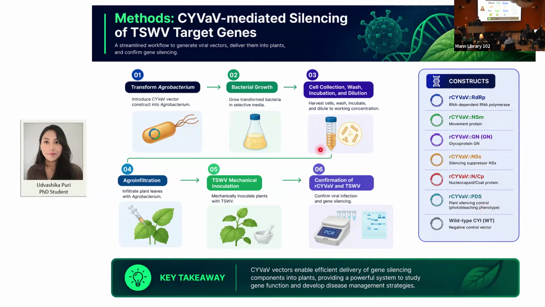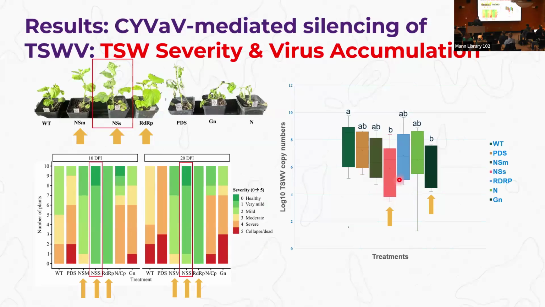The protocol or the methods remain the same until agroinfiltration. In this case, it was Nicotiana benthamiana. And where we infested thrips, instead, we mechanically inoculated these plants with tomato spotted wilt virus. And what followed after that is understanding the relative gene expression at different time points, 10, 20, 30 DPI, and so on. Again, very cool stuff happening here.